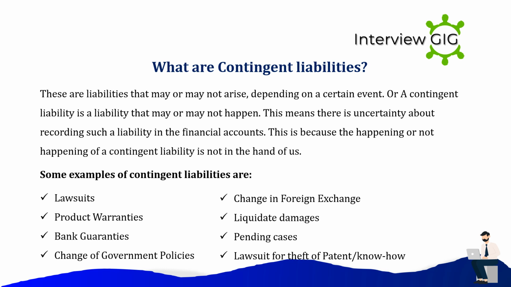Some examples of contingent liabilities are lawsuits, product warranties, bank guarantees, change of government policies, change in foreign exchange, liquidated damages, pending cases, lawsuit for theft of patent know-how.